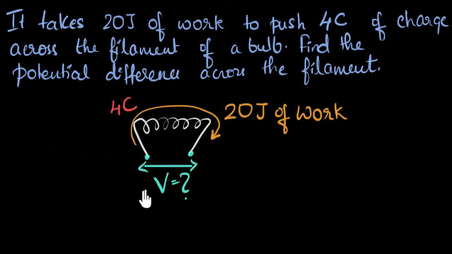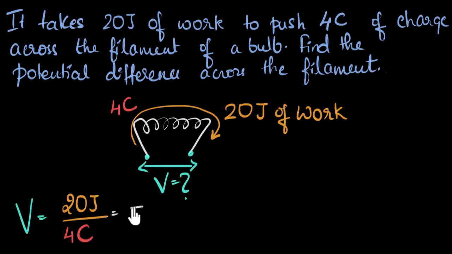Well, again, if we go back to our definition of what potential difference is, it's a measure of how much work needs to be done per coulomb. Now, we know to push 4 coulombs of charge, we have to do 20 joules of work. So to move 1 coulomb, how much work should we do? Well, the amount of work that we need to do would be 20 joules per 4 coulomb, because that's what voltage is. Voltage is a measure of how many joules per coulomb. And that would be 5 joules per coulomb.